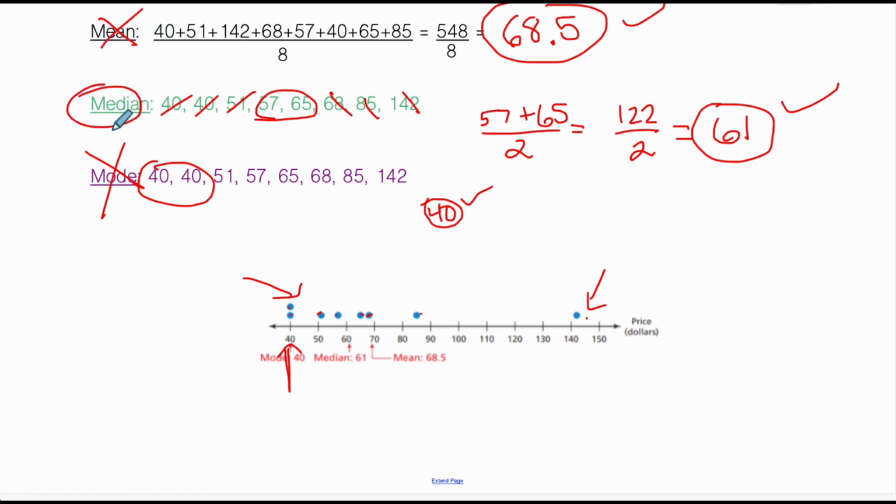The median is the best representation of this data because it's right in the center. So if you were going to answer the question, I'd say, at this store, climbing shoes cost about $61. And that's a pretty fair answer to a customer that's going to walk in. They might find some shoes a little bit less, a little bit more, but on average, most shoes are about $61, so the median is a great measure of center for this data set.